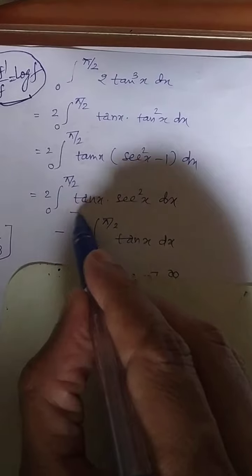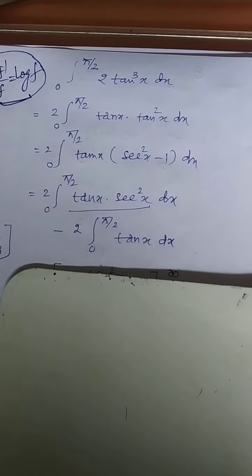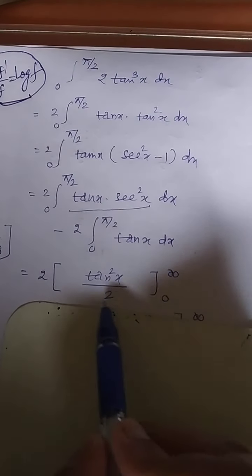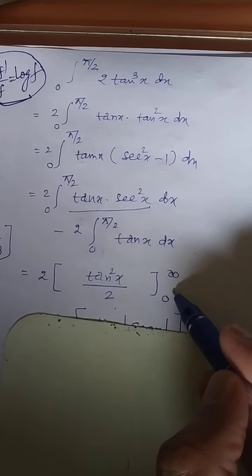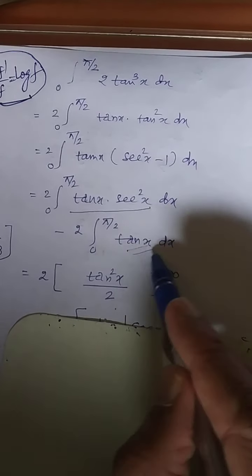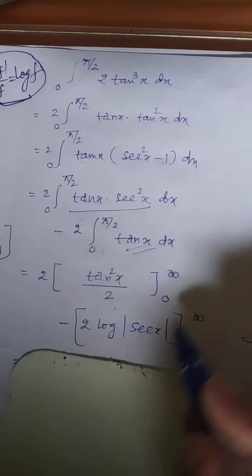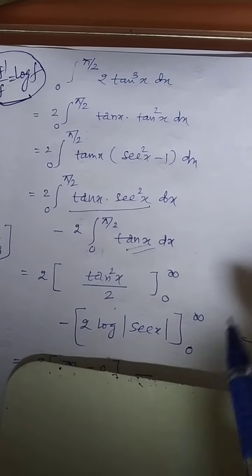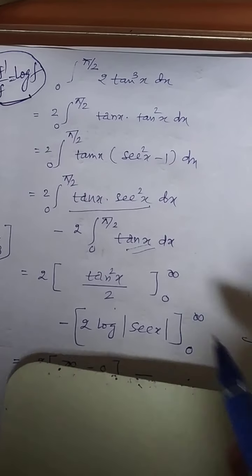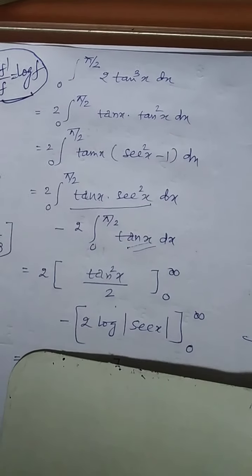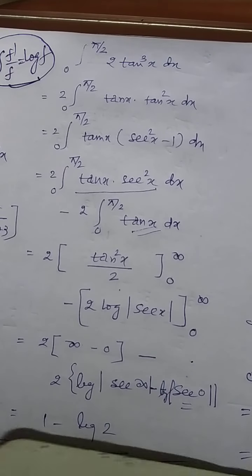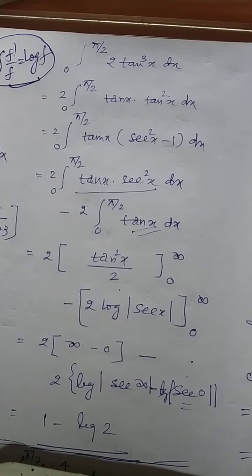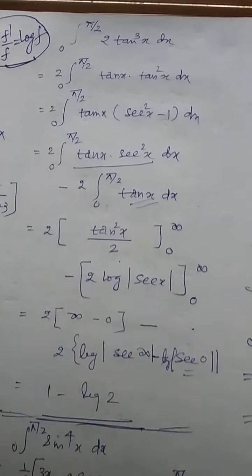Now this is a question of the method of substitution. Putting tan x equal to t, so it will be t square, tan square x by 2. The limits will also change, 0 to infinity. Integration of tan x is log of sec x. Here it is infinity, it will be 0. Put the upper limit, lower limit, and just simplify. You will get the answer in the form 1 minus log 2.